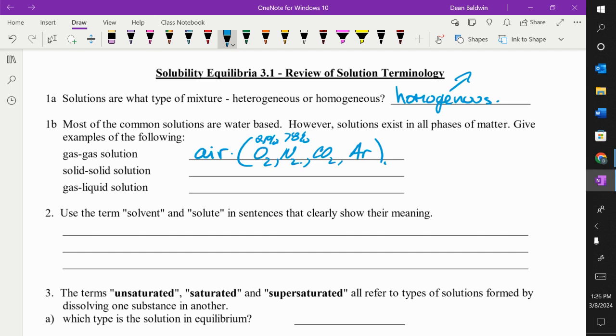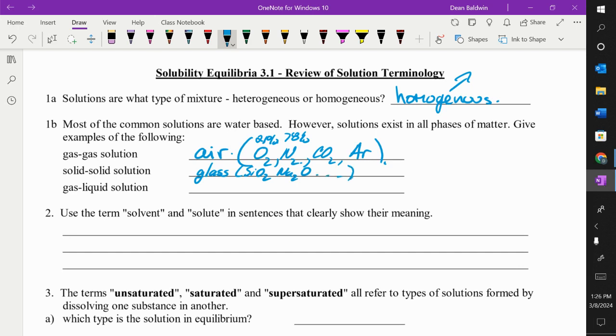All right. What would be a solid solution? An alloy. An alloy would be. All right, brass. Brass would be one. Windows are a solid mixture. All right, glass, which is silicon oxide, sodium oxide, blah, blah, blah.